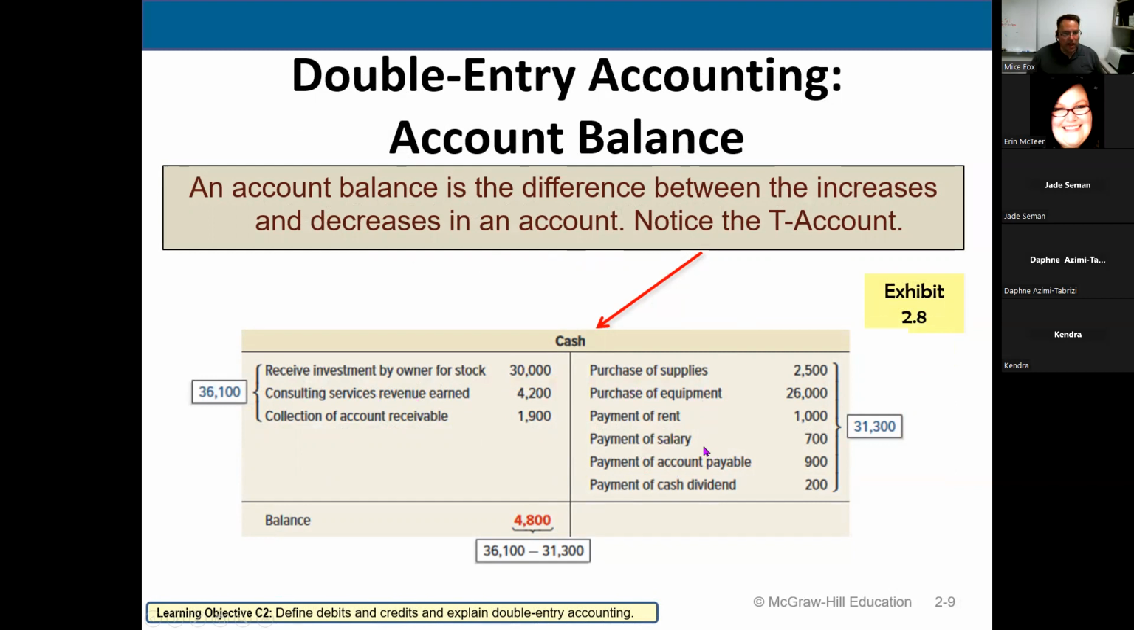So to find the balance of the account, what we do is we add up the debit side and we add up the credit side, and then we subtract the smaller side from the larger side, and the balance will end up being on that larger side. So we'd say the debit side totaled 36,100. The credit side totaled 31,300. We subtract 31,300 from 36,100, leaving us a balance of 4,800 on the debit side. And so what we would actually say is the cash account has a debit balance of 4,800.